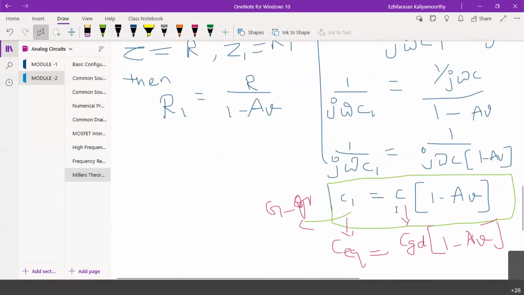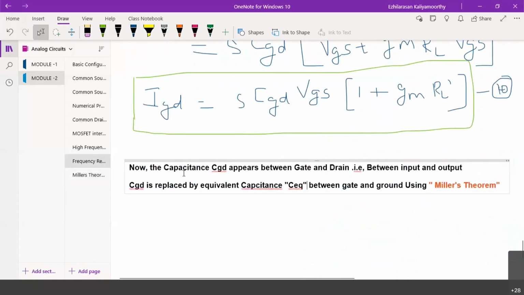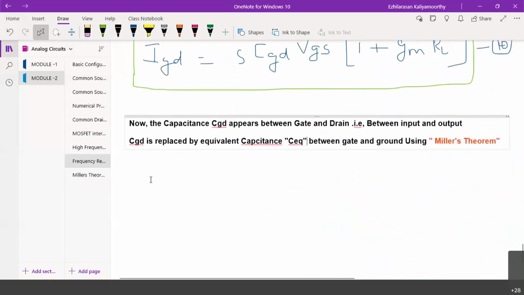Now take this expression. The C1 is nothing but C equivalent, which will be connected between gate and ground. The C is nothing but CGD, so C equivalent is CGD into 1 minus AV. Now let us go back to the previous expression, and we will do the continuation over there.